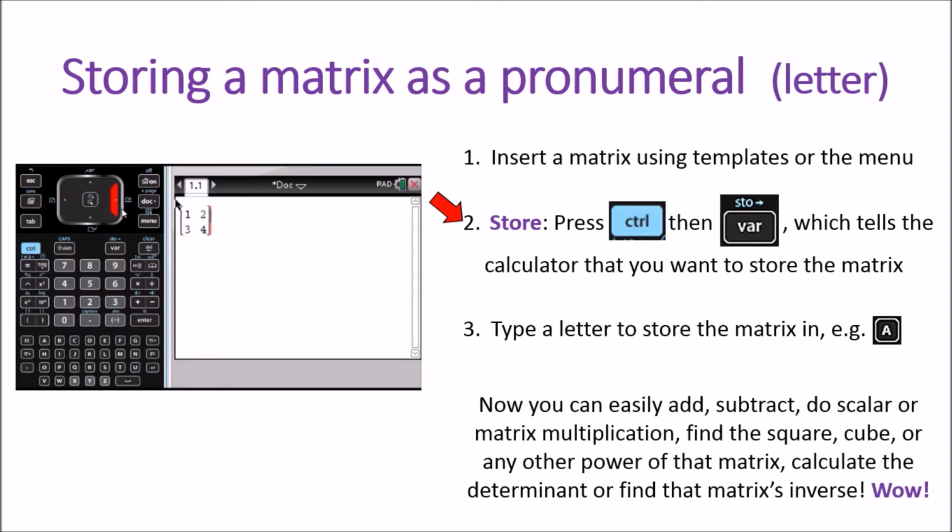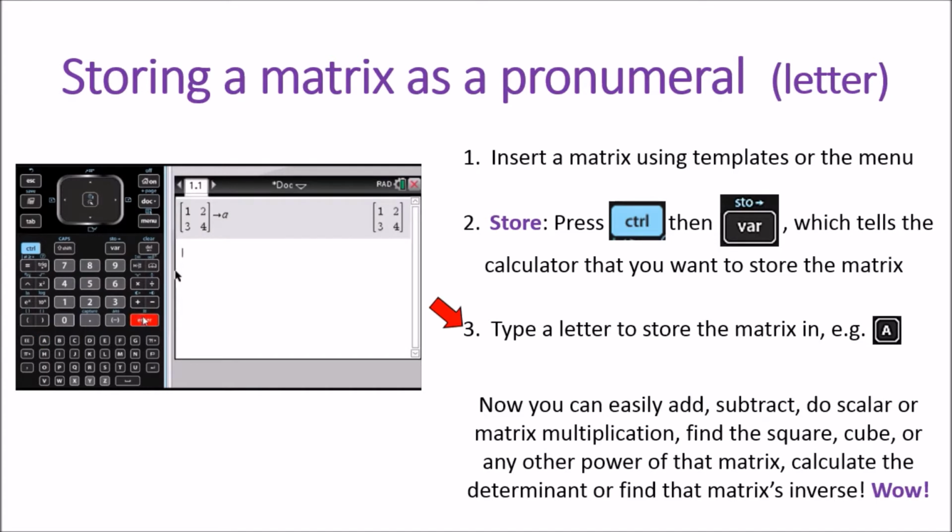So to store, we need to press Control var. See how there's a STO button on top? That means store. So you need to press Control var or variable to activate that store function. You can see an arrow has appeared here, so it's showing this matrix is going to be stored as, and now you choose what you want to call it. So for this one we're just going to call it A.